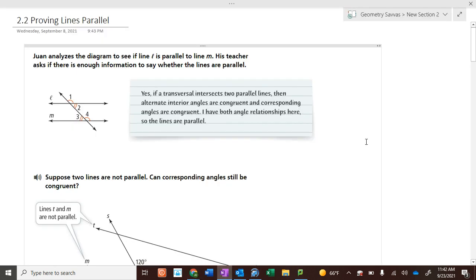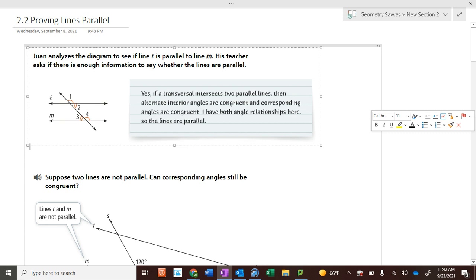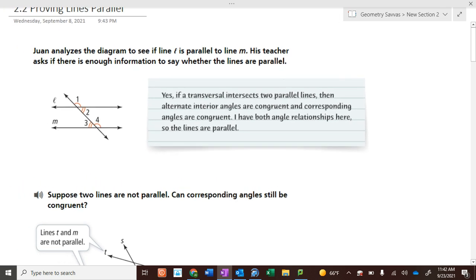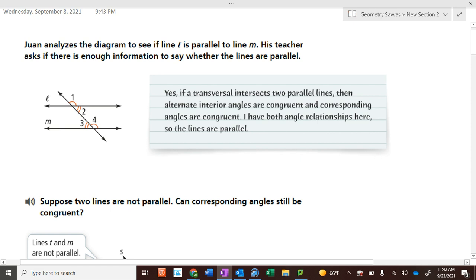All right, today we're going to be doing a lot of similar to last time. The vocabulary is basically the same. Okay, so you really need to learn what alternate interior angles are, same side interior angles, alternate exterior, corresponding. You really need to know those terms. Okay, and where the angles are located.